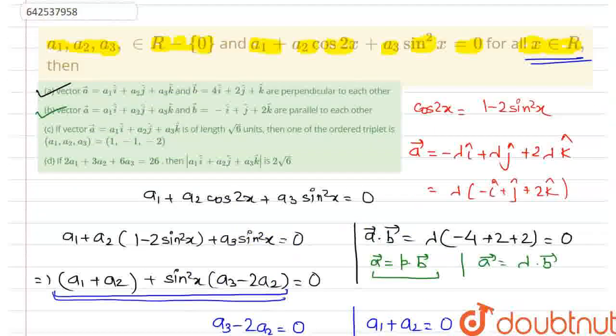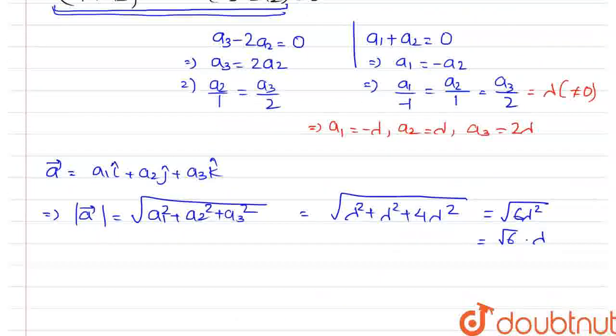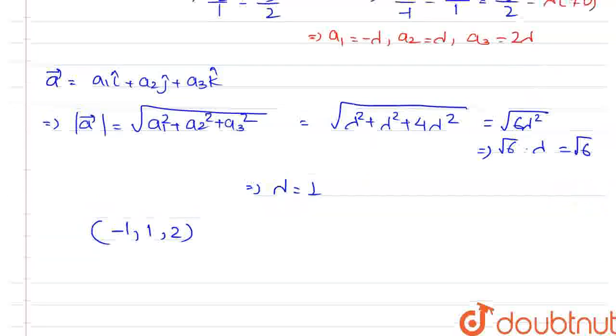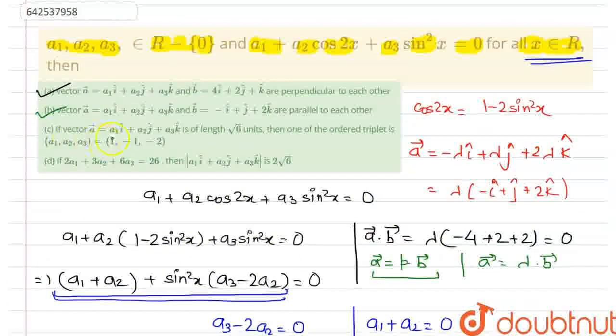And in the option we are given that the length of vector A is root 6 units, that is, this will be equal to root 6. So we can say that the value of lambda will be equal to 1. So we'll get the triplet -1, 1 and 2 for lambda equals 1. But option number C states that the triplet is 1, -1 and -2. So we can say that option number C will not be correct.